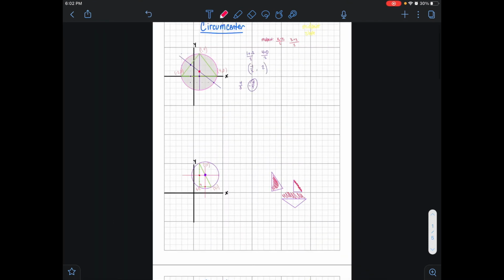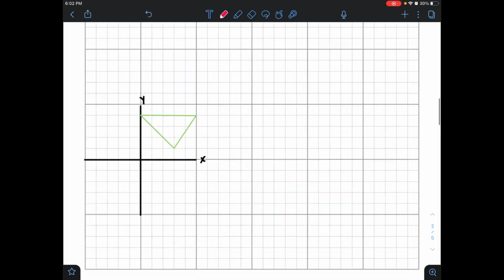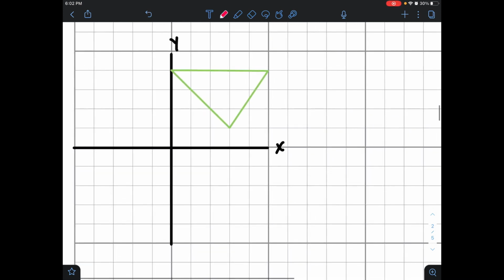So that's basically it for this lesson. If you want to use another sample triangle, you could just pause it here and try this one out too. That's it.